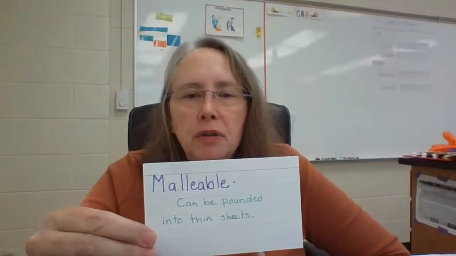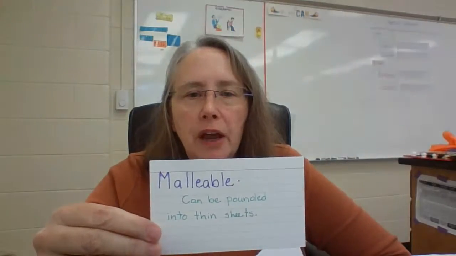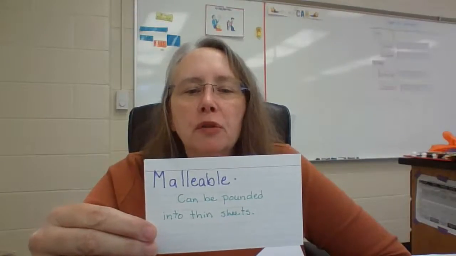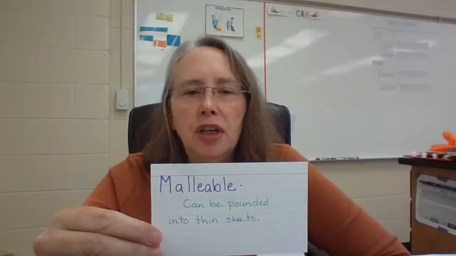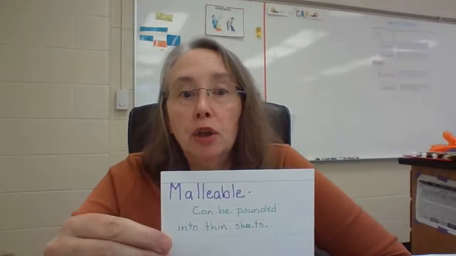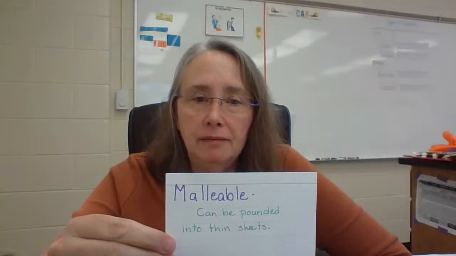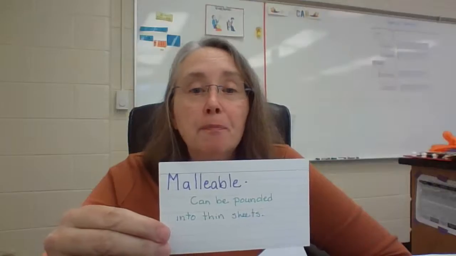So malleable, you can pause your video and write this down. Metals are malleable. They can be pounded into thin sheets. So think about aluminum. Aluminum is an element, and it's in thin sheets. It is malleable.